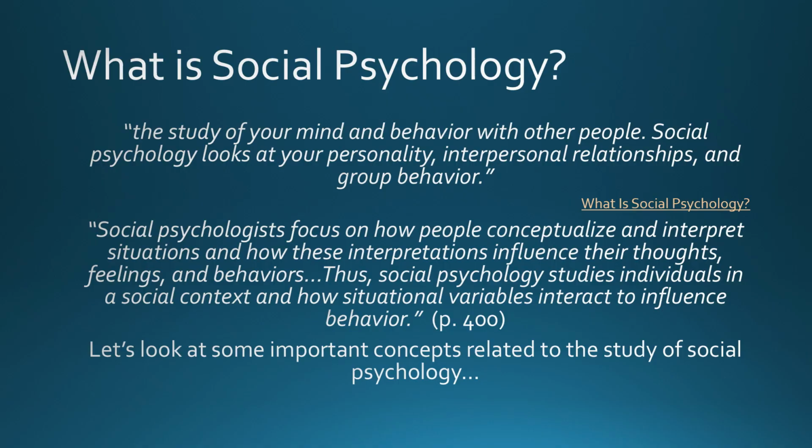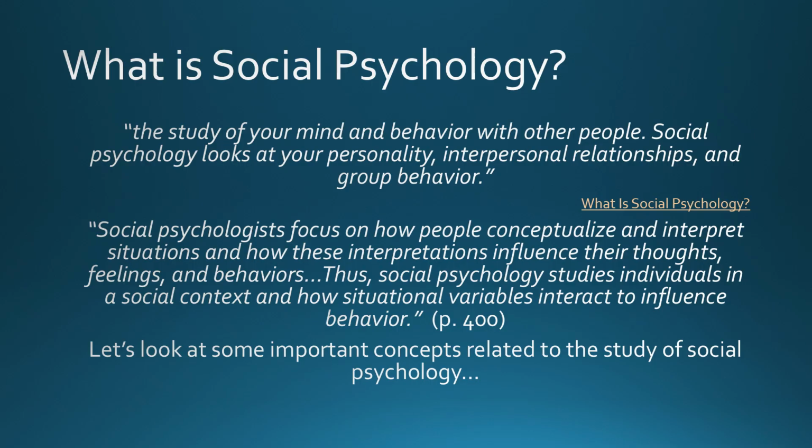Let's further define social psychology a bit. The study of your mind and behavior with other people. Social psychology looks at your personality, interpersonal relationships, and group behavior. Social psychologists focus on how people conceptualize and interpret situations and how these interpretations influence their thoughts, feelings, and behaviors. Thus, social psychology studies individuals in a social context and how situational variables interact to influence behavior.